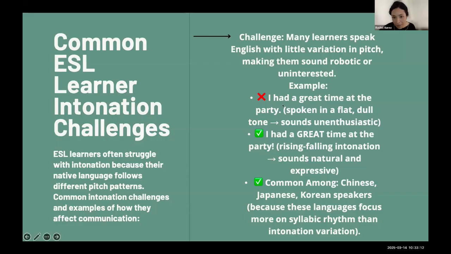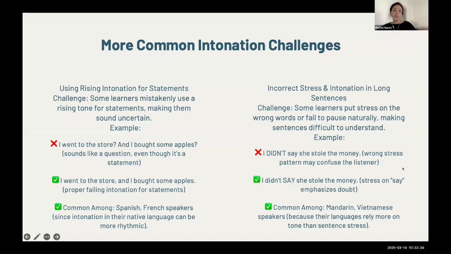Okay, so for example, I had a great time at the party. We would want to say this like, I had a great time at the party. My voice is going up, that's rising intonation on great. And then it's falling. I had a great time at the party. So this sounds more natural and expressive. Okay, more common intonation challenges.